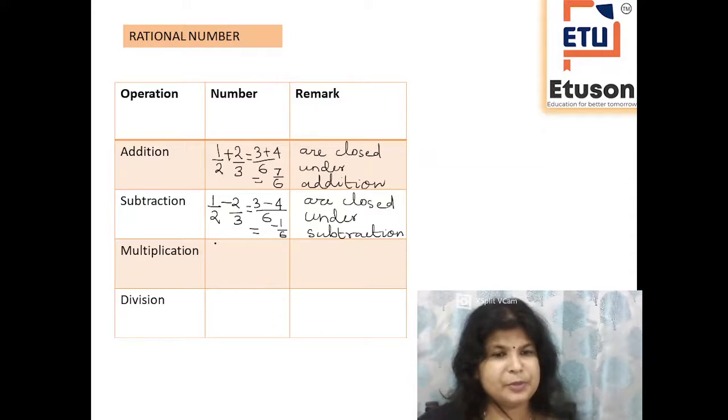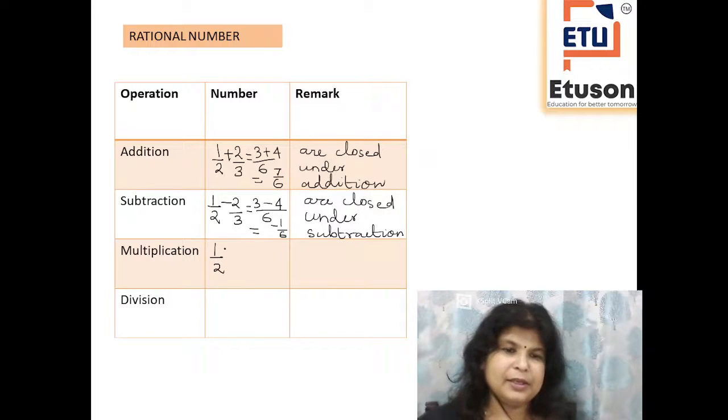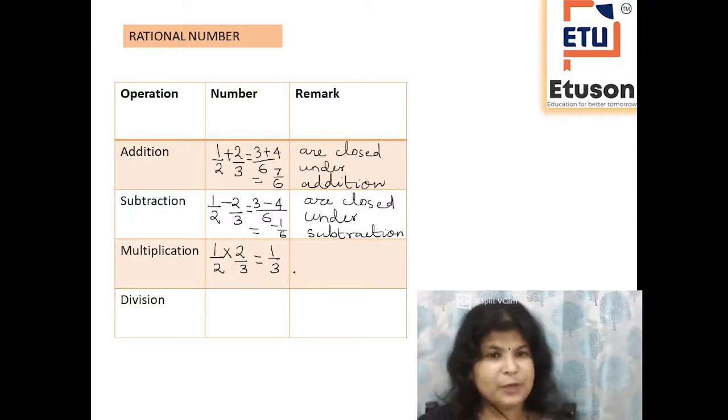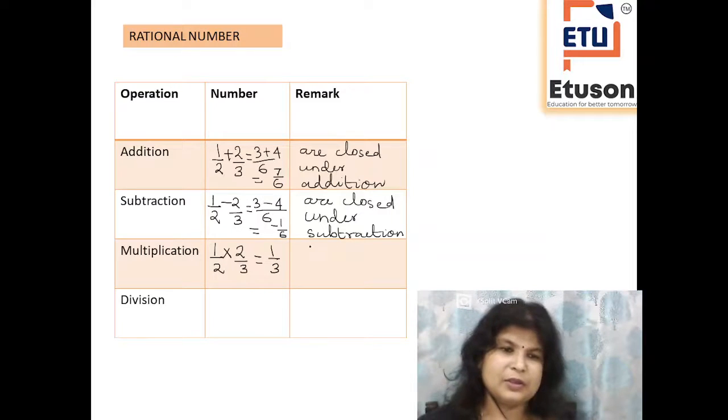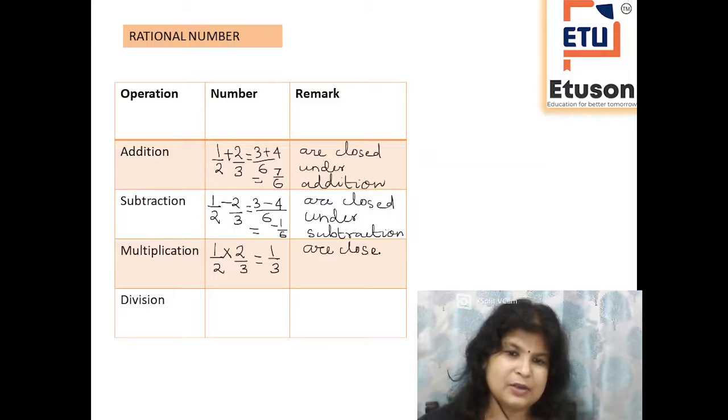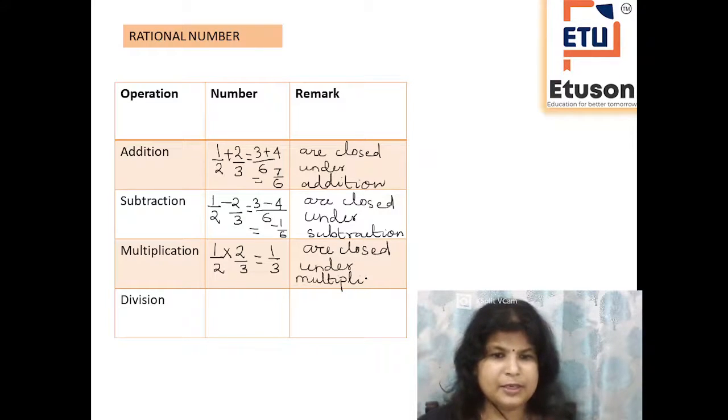Now coming to multiplication. Same numbers I will take, half into 2 by 3. What's the answer? That is 1 by 3. So 1 by 3 is also a rational number. So rational numbers are closed under multiplication.